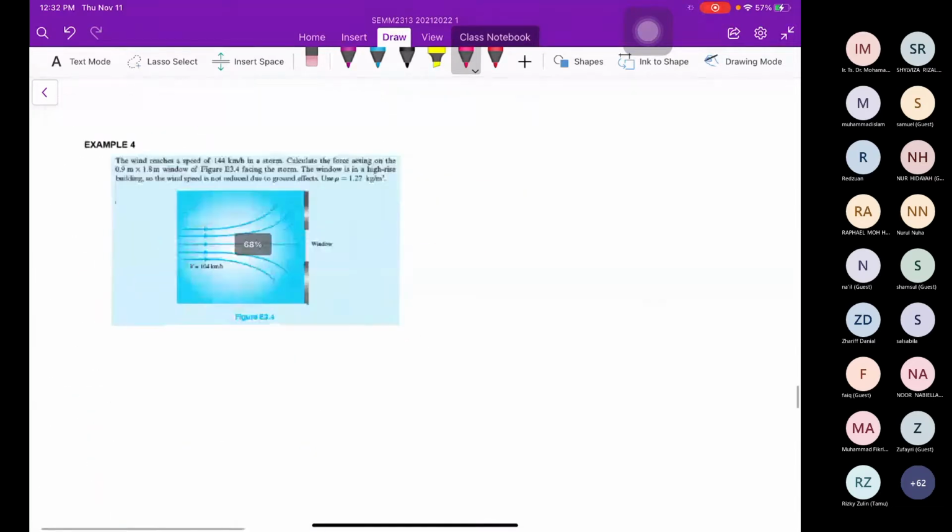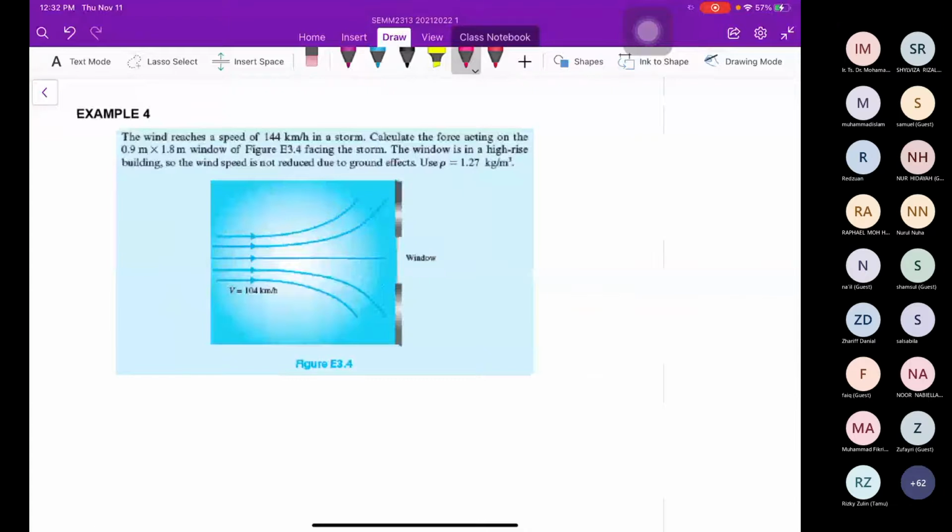Alright, let's take a look at example 4. The wind reached a speed of 144 km per hour in a storm. Calculate the force acting on the window facing the storm. The window is in a high-rise building, so the wind speed is not reduced due to the ground effect. That means it is out of the boundary layer. So it is suitable to use the Bernoulli equation.